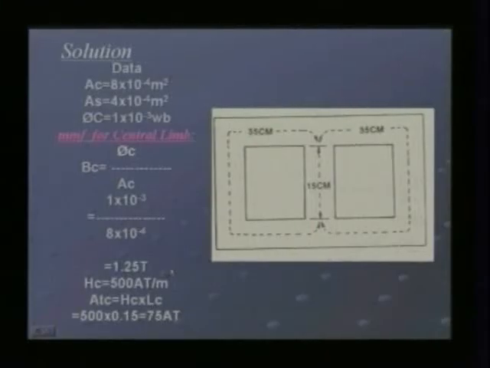Here, given that the field strength of the material corresponding to a flux density of 1.25 Tesla is 500 ampere turns per meter, therefore the MMF required in the central limb, that is ATC, is equal to HC multiplied with LC, where LC is the length of the central limb. Therefore, that is equal to 500 into 0.15 meters, that is 75 ampere turns.